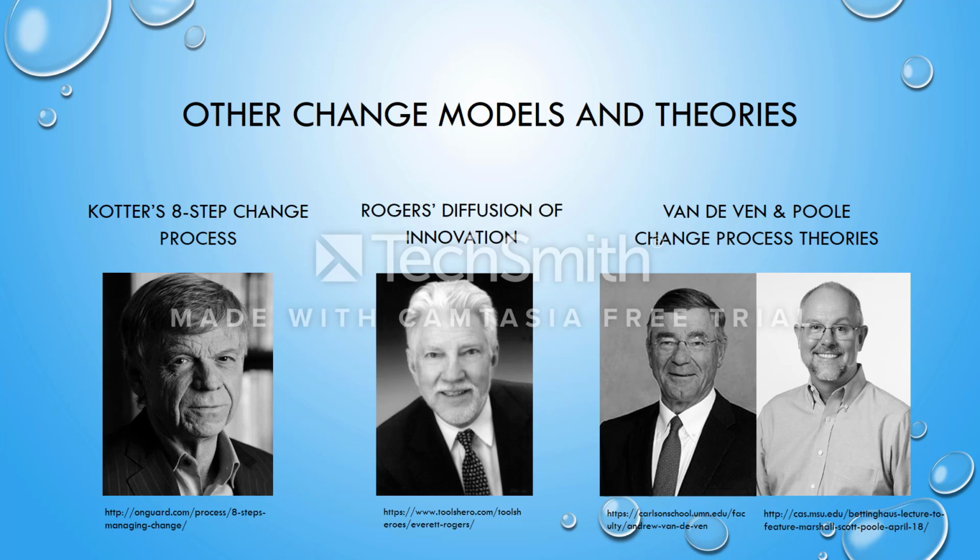Van de Ven and Poole explain 4 families of ideal type theories of social change. These types of change processes interoperate at different levels and during different stages of change with each other to initiate, mate, and continue the change. Now that we have a general overview of these other models and theories, let's take a closer look at Kotter's model.